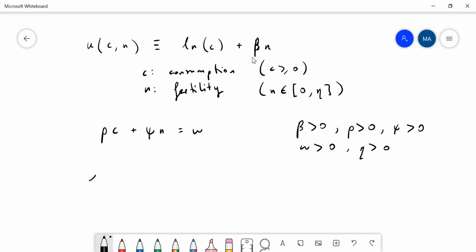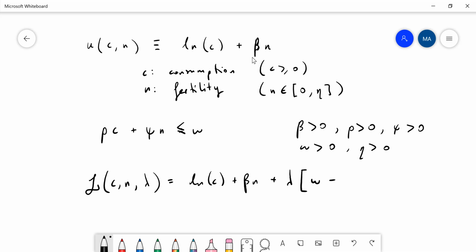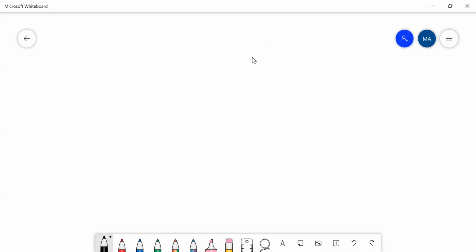Okay, so the Lagrangian of this problem. Again, your choice variables, and there is one budget constraint, so you can write it this way: ln C + beta n + lambda (W - PC - psi n). Okay, so let's check the first-order conditions. Let me write the Lagrangian once again: ln C + beta n + lambda (W - PC - psi n), right?